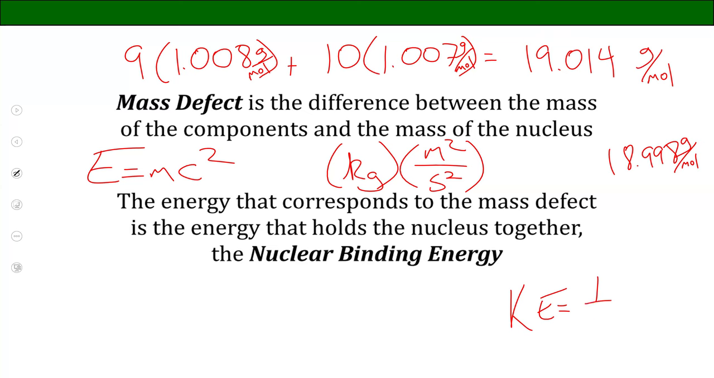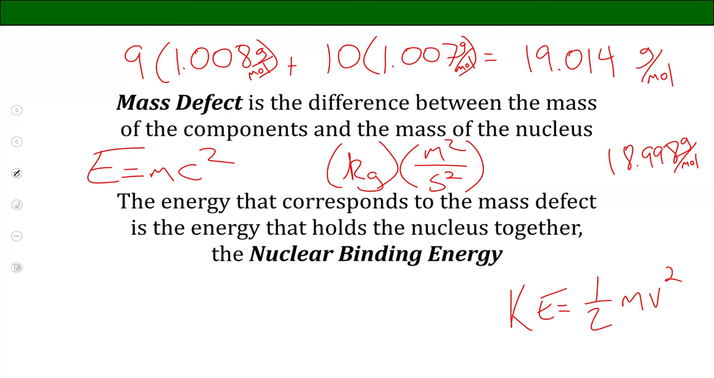That's a joule. That's a joule, exactly. It's a nice joule. This is your equation for kinetic energy, right? This was your original definition of a joule: mass times velocity squared. If you make that velocity the speed of light, and your mass the mass defect, you still get joules out of this.